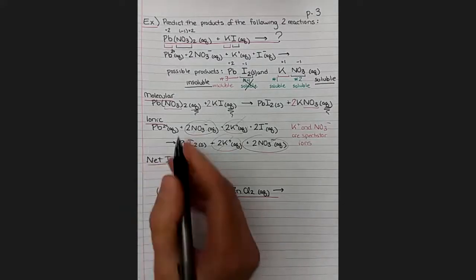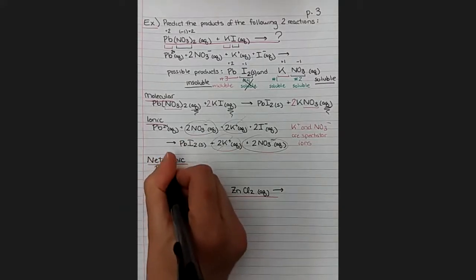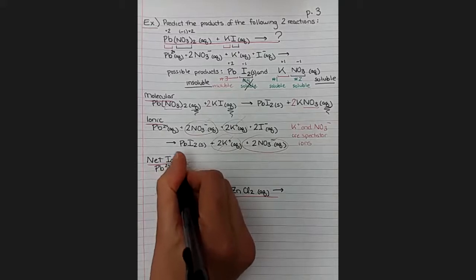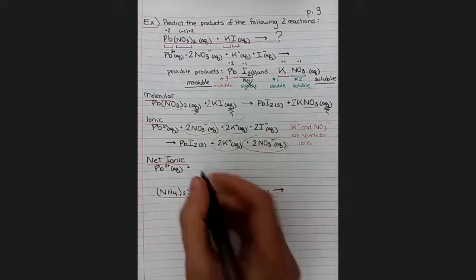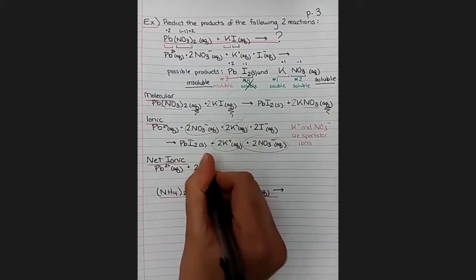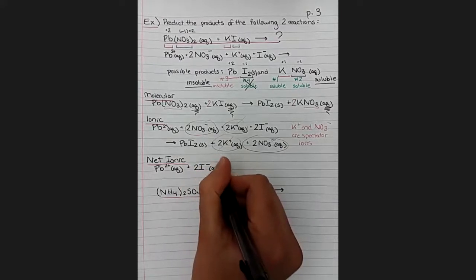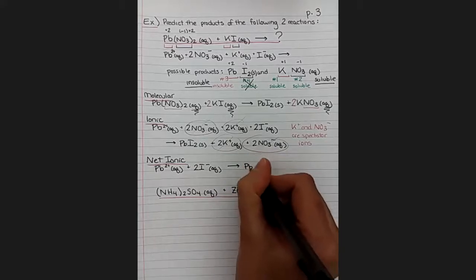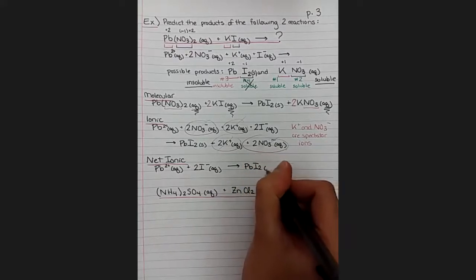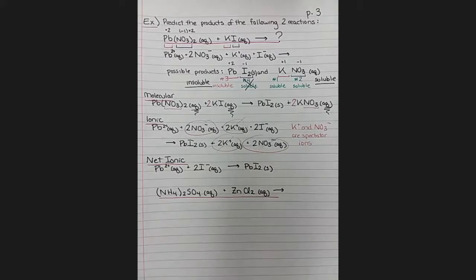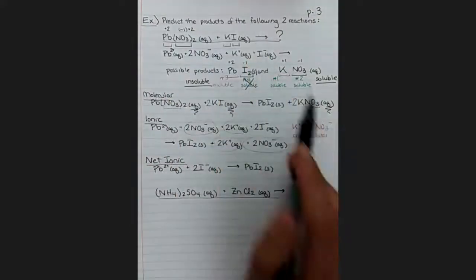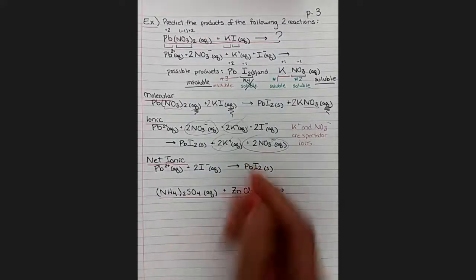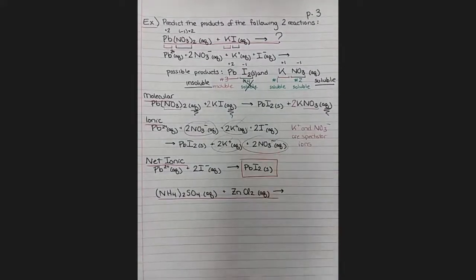Okay, so the lead is still here. Lead 2+ aqueous. The iodide is still here. 2 iodide, aqueous, and we form that lead iodide salt, which is a solid. And that is our completed net ionic equation. So, predict the products of the following reaction. We predict that our product is going to be solid lead iodide salt.